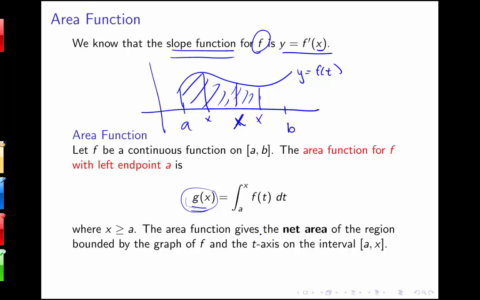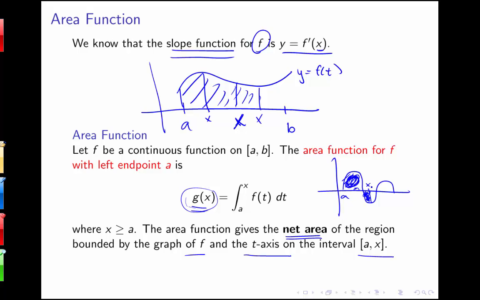Our interpretation of this integral, again, is the net area of the region bounded by our graph of f and the t-axis on the interval from a to x. And we say net area because we know that sometimes our function can go both above and below the x-axis. For example, in this case, let's say I had the integral from a to x and my function f was this curve here. The integral from a to x would be the area of this region up here minus the area down here.